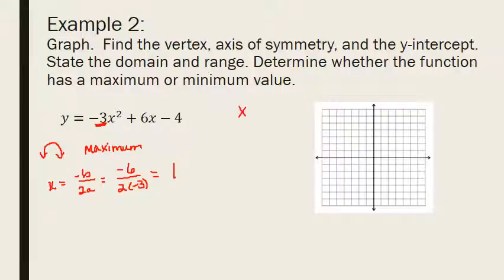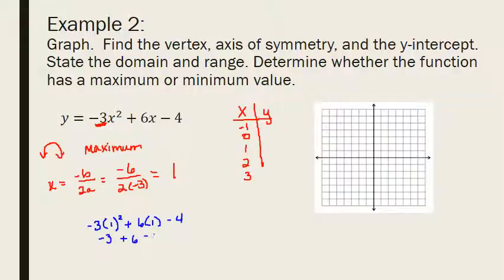So now I'm going to do an xy chart. The 1 is going to go in the middle. I've got 0, -1 above it, 2, 3 below it. So now let's go ahead and plug in that 1. So -3 times 1 squared plus 6 times 1 minus 4. So this gives us -3 plus 6 minus 4. That gives us 3 minus 4. That gives us -1.